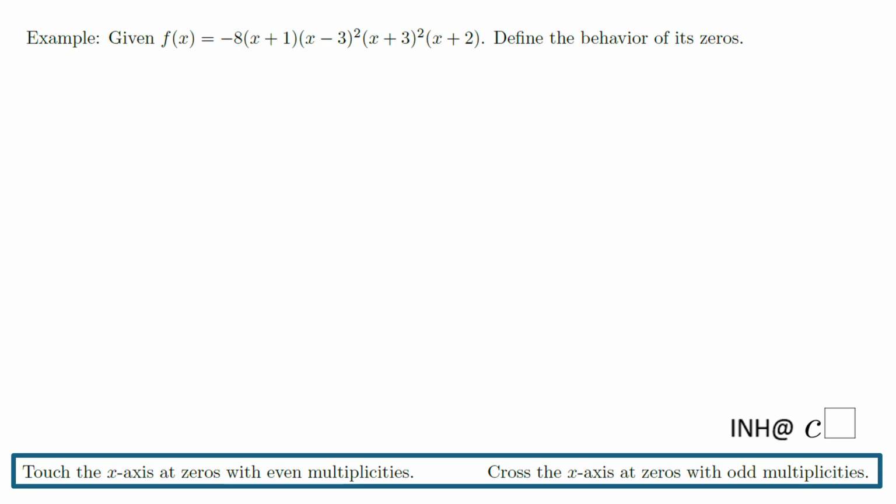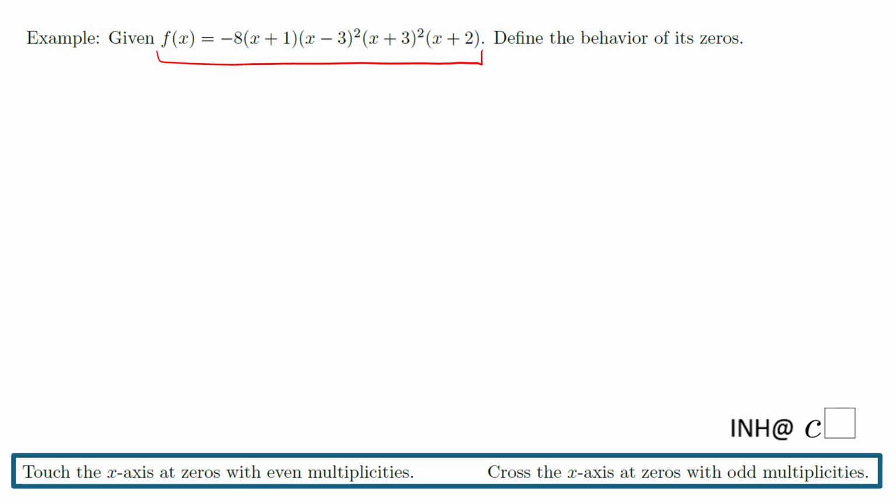In this example, we have a polynomial function. Yes, this f of x is a polynomial function. I like it because it's in the factor form, and we need to define the behavior at its zero.